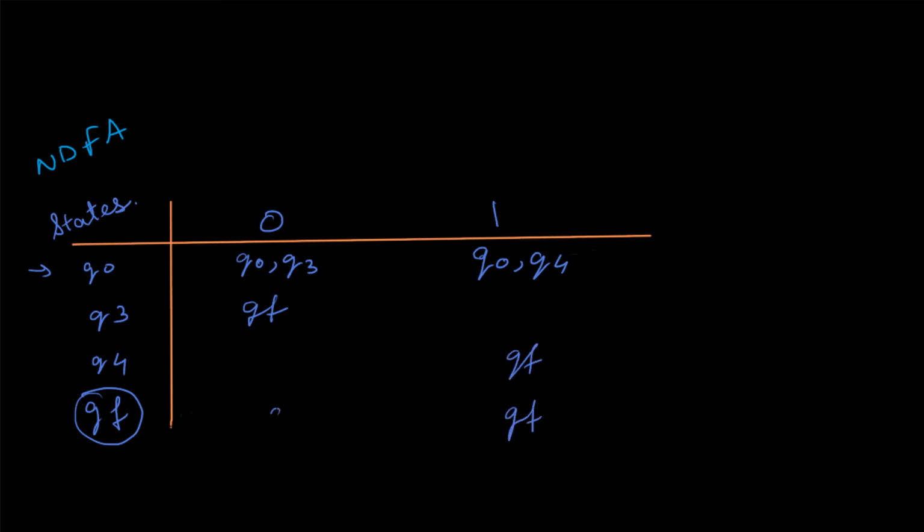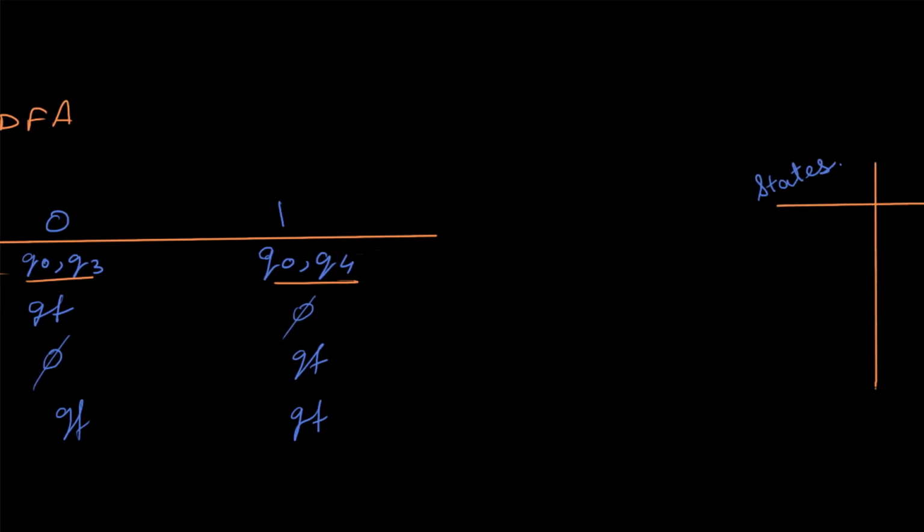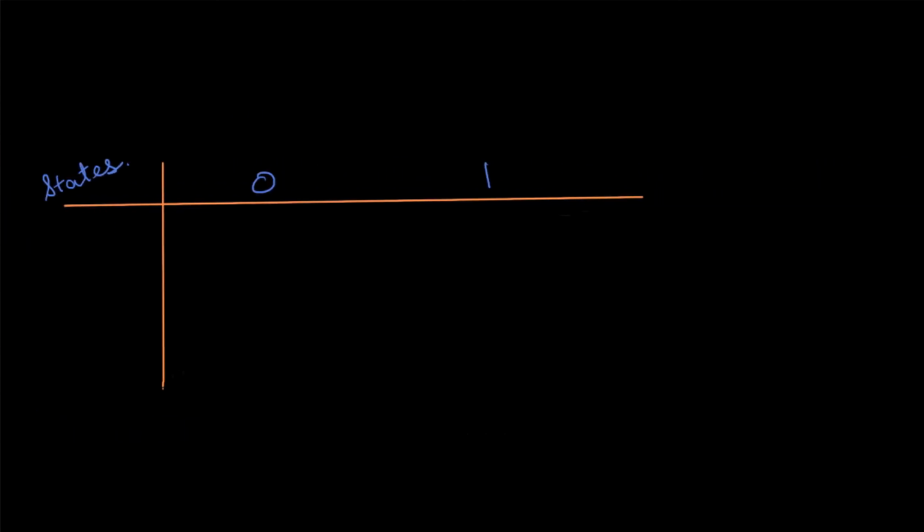Okay, QF, QF, and the rest of it is phi. Right, so we've got this, and now as we see, we have to convert this NDFA to a DFA, and we can see why, because these states are not present here. We want them here, so we'll just be doing this. We'll be writing the initial state as Q naught. Okay, let's just elongate this line a bit.